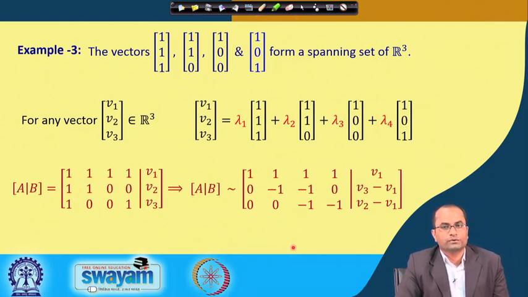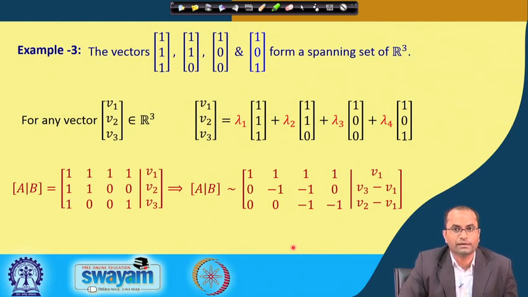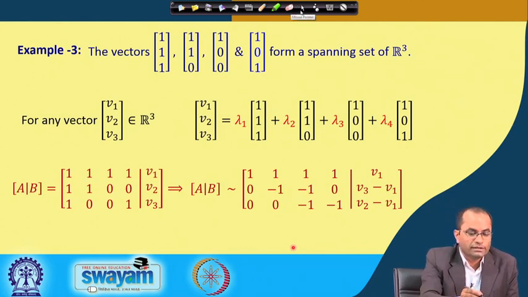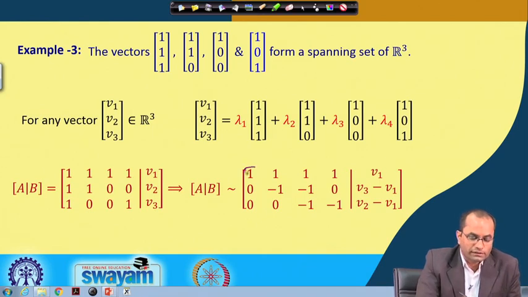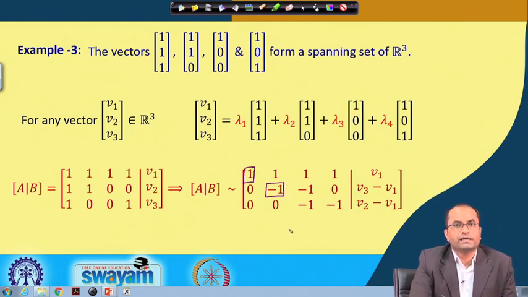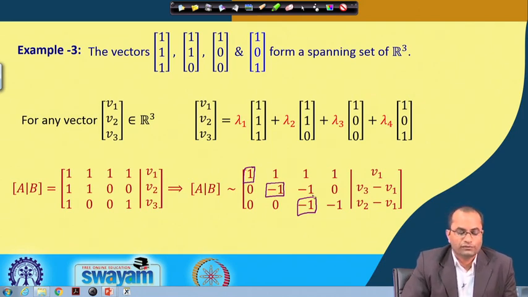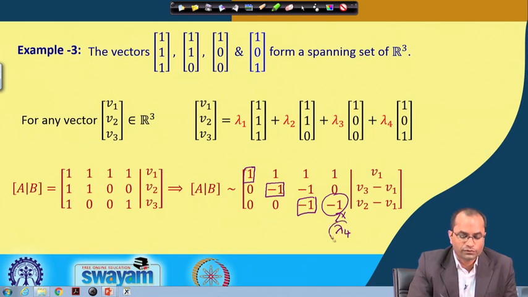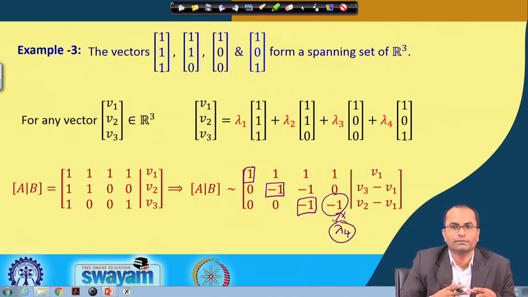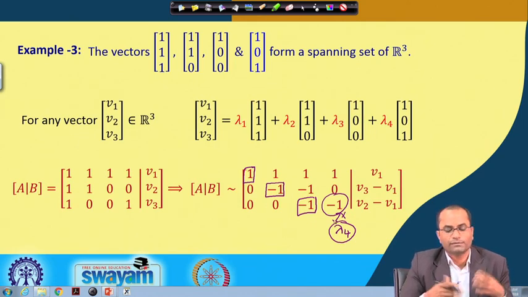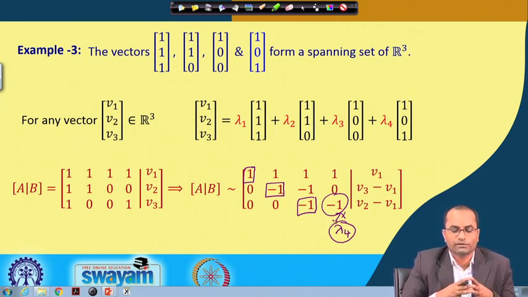Now what we will observe out of this reduced form is whether we can get such lambdas or not. Getting back to the pivot elements: the first column has a pivot, the second column also has a pivot element, and the third column also has a pivot element. So we have 3 pivot elements, and the fourth column is not a pivot column. So lambda 4 is a free variable, and all other lambdas will depend on the choice of lambda 4.